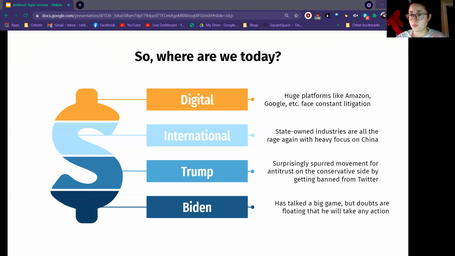However, it's very surprising he has spurred a movement on the conservative side by getting banned from Twitter. And now there's this huge movement about whether or not big tech has too much say in our lives and whether or not their censorship should be tolerated anymore. And so I think it's interesting to see the evolving political conversation, whereas antitrust used to have just been purely partisan. It's now moving to be a more bipartisan issue, but maybe for different justifications. So parsing those things will be interesting.